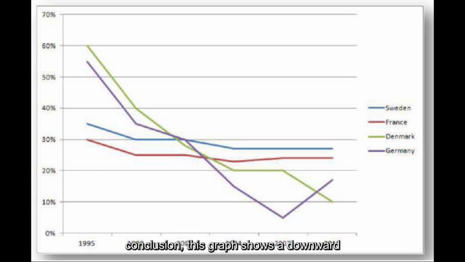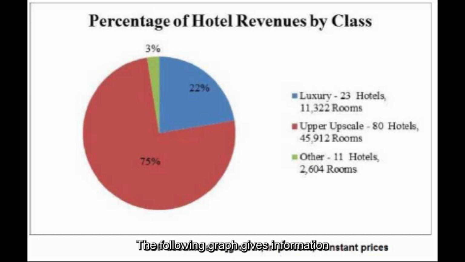In conclusion, this graph shows a downward trend for all countries, though Sweden and France exhibit more stability compared to Denmark and Germany. The following graph gives information about the percentage of hotel revenues by class. The items include upper upscale, luxury, and the other.